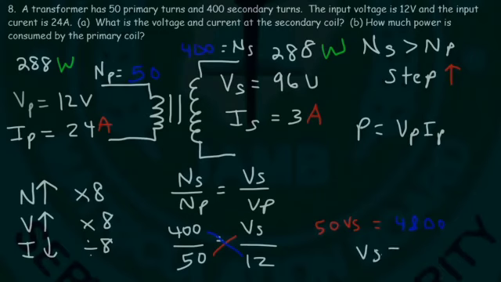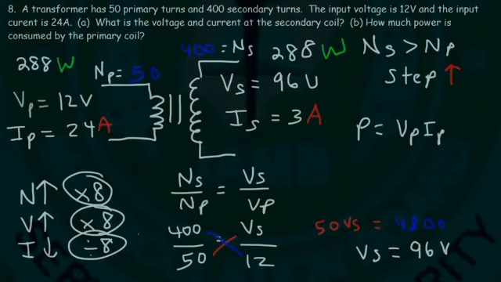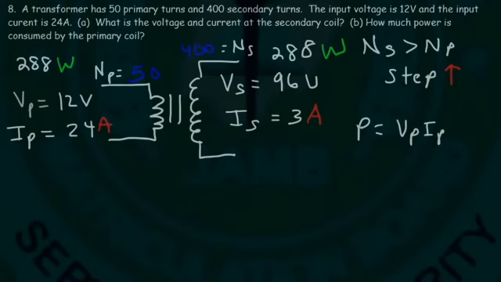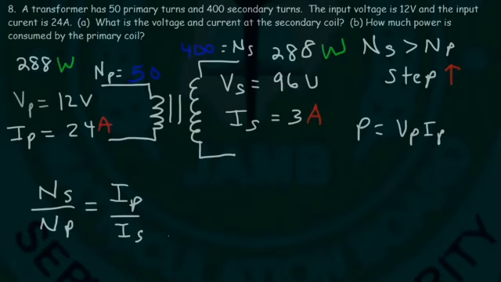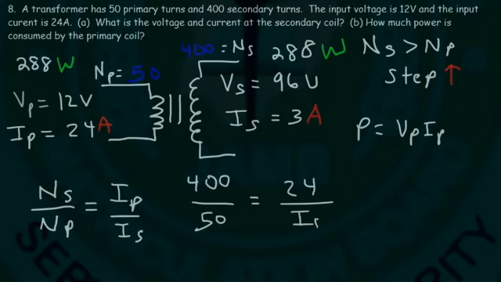So that's how you can use the formula to find Vs. Because sometimes the numbers may not be as nice as the whole number that we have here. Now let's use the formula to calculate Is. Ns over Np is inversely related to the current, so it's going to be Ip over Is. Notice that the subscripts, they're opposite relative to each other. So Np is 50, Ns is 400. We have Ip, which is 24, and we need to solve for Is.